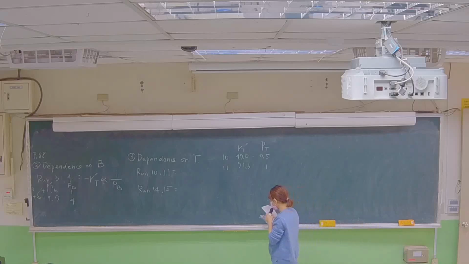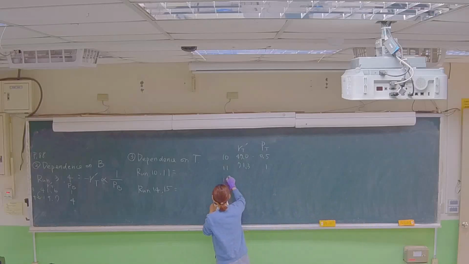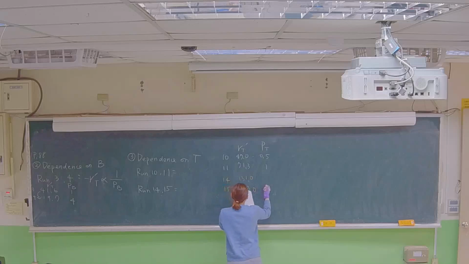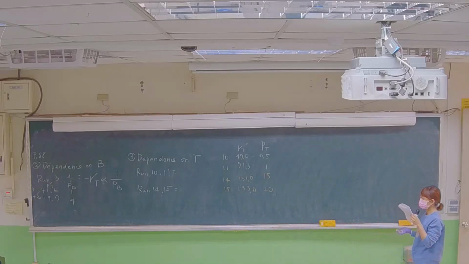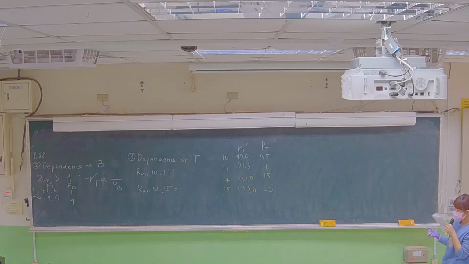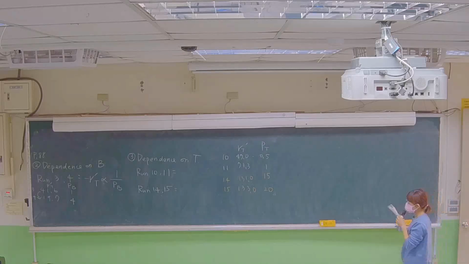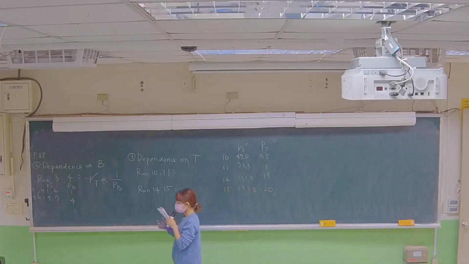How about 14 and 15? 14 and 15, you got this one and this one. And PT is these two. Others are the same. 我等你一下，你看一下。So what is the conclusion for these two states?